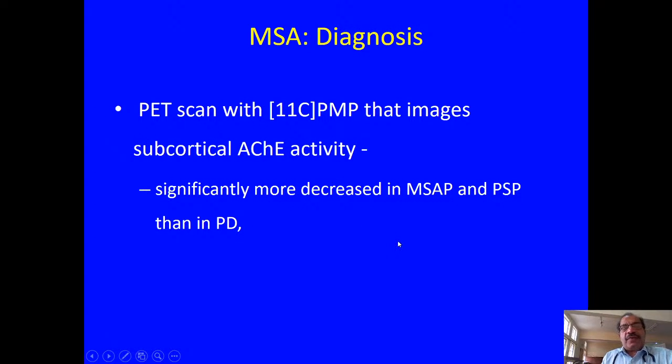If you want to carry out further evaluation of MSA, a special radioisotope scan or PET scan can be done. That will show abnormalities in the affected parts of the brain. Routinely this test is not required, but if you want you can carry it out. Then you will see decreased acetylcholinesterase activity in the subcortical parts of the brain on PET scan imaging.